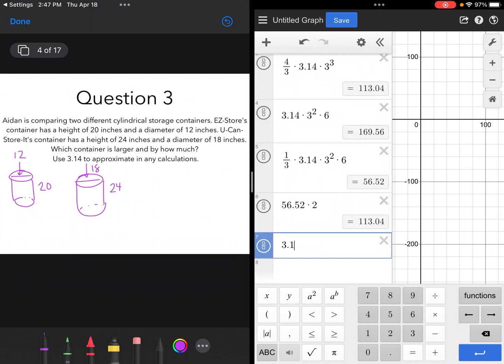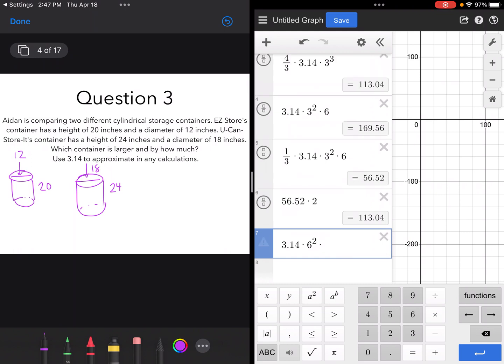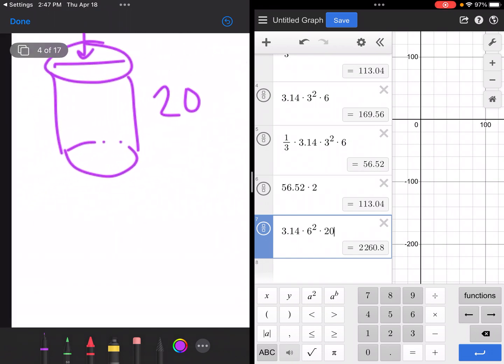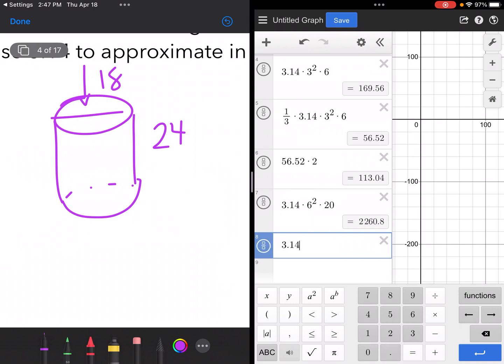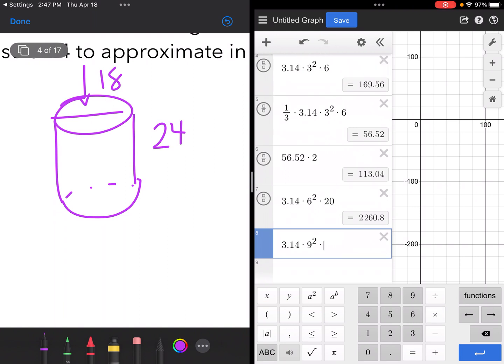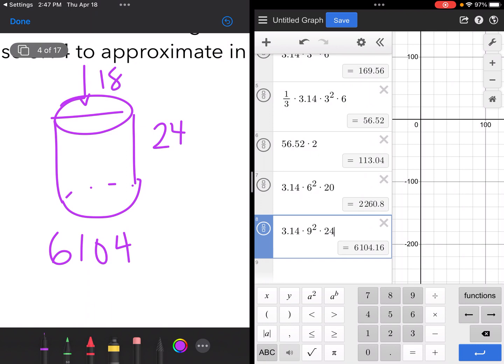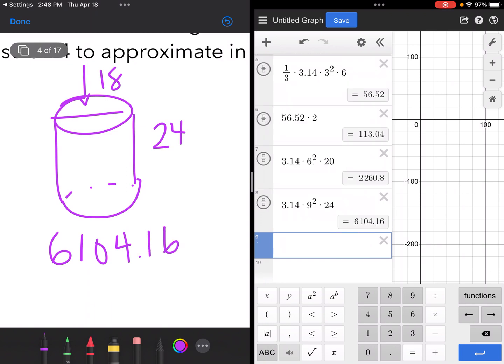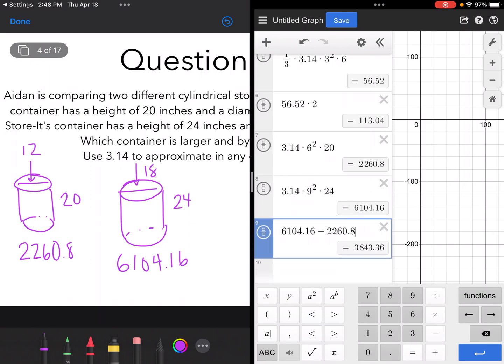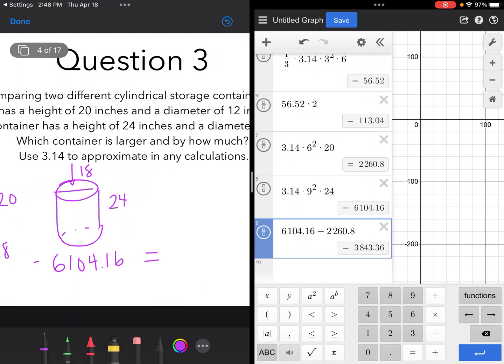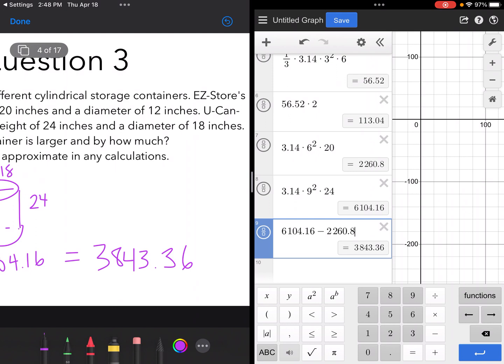So I'm going to do 3.14 times 6 squared, because I have to take the diameter divided by 2, times 20, and I get 2,260.8. Then I'm going to do this one. So 3.14 times 9 squared times 24, and I get 6,104.16. And then I have to find out how much larger, so I'm going to subtract them. 6,104.16 minus 2,260.8. So my answer is 3843.36. And that would be inches cubed.